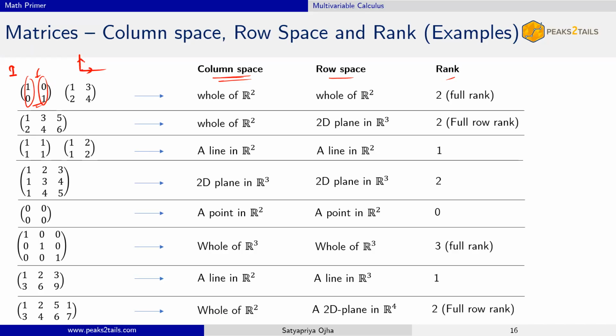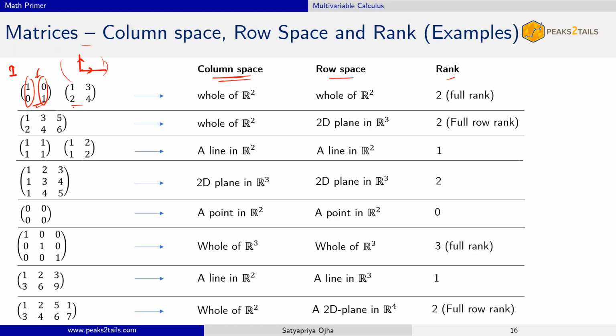Using these two, how much space can I cover? What is the span of these two vectors? First of all, are these two vectors linearly independent? Of course, they are linearly independent. They are orthogonal. That's the best kind of linear independence you can have. Movement in one direction does not affect the movement in the other direction. They are completely independent. So you can span the entire R square space, the 2D space.